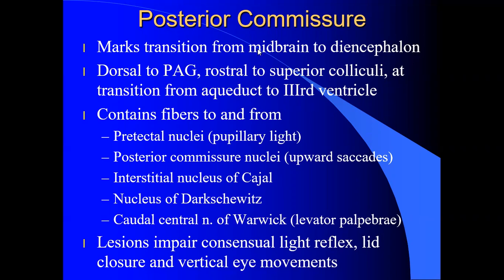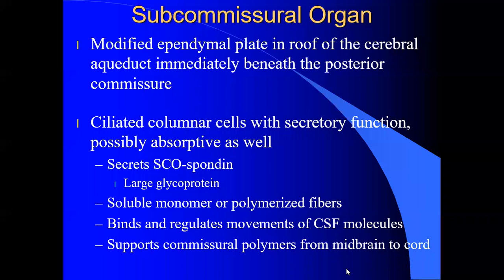So this is all the way at the top now of the midbrain. It should be, if it's a transition. You have fibers traveling in the posterior commissure for pupillary light, upward saccades, the interstitial nucleus of Cajal for vertical and integrative eye movement, mixing head and neck, and the nucleus of Darkschewitsch for both pupillary and upward saccades. So all of that goes through the posterior commissure, and also the levator information from the caudal central nucleus. And lesions in the posterior commissure, not surprisingly, will impair consensual light, as well as lid movements and vertical eye movements. That's all in the posterior commissure.